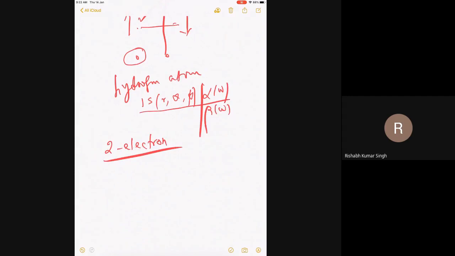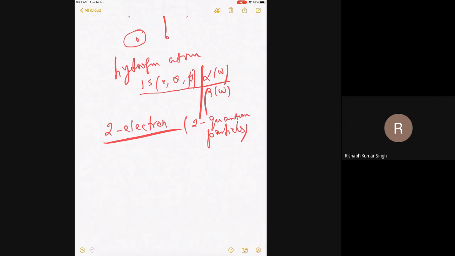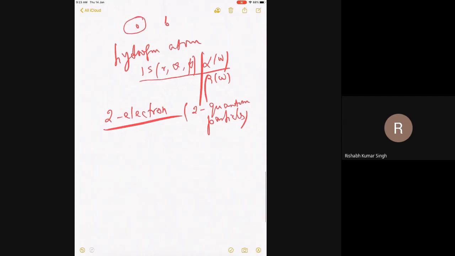Now, what I'm going to first discuss is a two electron problem, but a more general problem would be two quantum particles, not necessarily electrons. We know there can be other quantum particles like bosons and so on. So what we'll discuss is a quantum particle first.